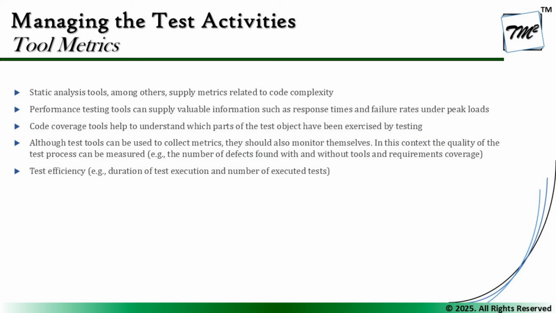Also to add here, the next set of elements we want to consider is the same way for static analysis tools. Among others, we supply metrics related to code complexity, which is for static analysis. Same way, performance testing tools can supply valuable information such as response times and failure rates under peak loads. Code coverage tools can help to understand which parts of the test object have been exercised by testing. So this can talk about the coverage measurements like statement coverage, decision coverage, path coverage, etc., and many more related to the coverage measurements. So again, every single tool will have its own perspective and metrics to be collected.